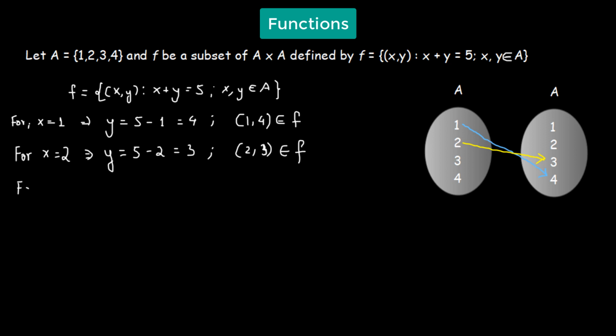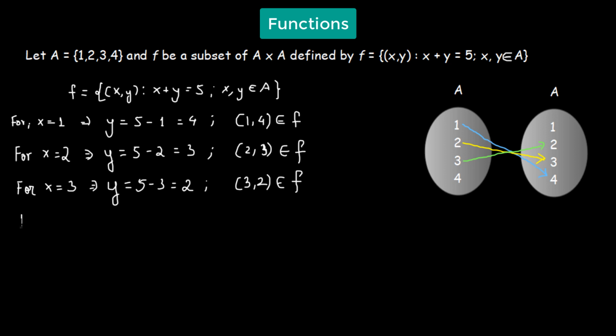And then we pick up the third element, x equals 3 from our set A, such that the corresponding y value that needs to be picked up is equal to 2. So (3, 2) is going to be the ordered pair, and this belongs to set F because it satisfies the condition that when we add 3 and 2, we get exactly 5. So the element 3 is uniquely mapped to the element 2 in the second set A.